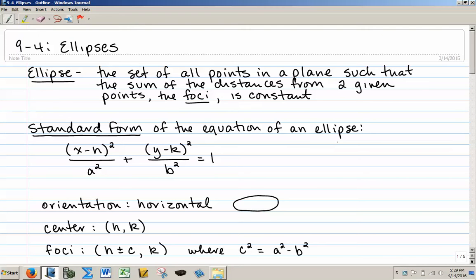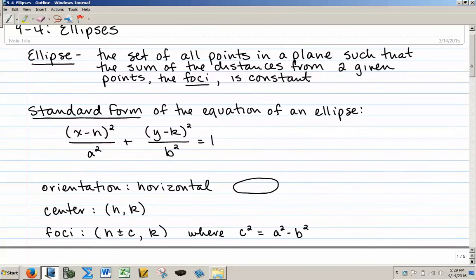Now, the standard form of the equation of an ellipse is given by this: (x minus h) squared over a squared plus (y minus k) squared over b squared equals 1. And some of this x minus h and y minus k business probably looks very familiar. But this is the first conic section we've seen that actually has a denominator, a fraction with a number in the denominator, and it always equals 1.